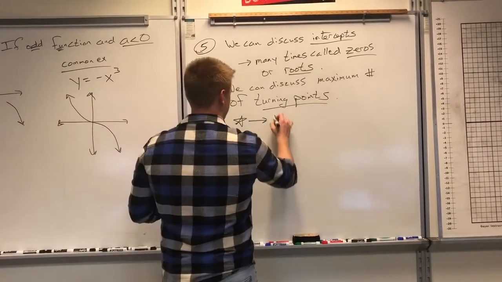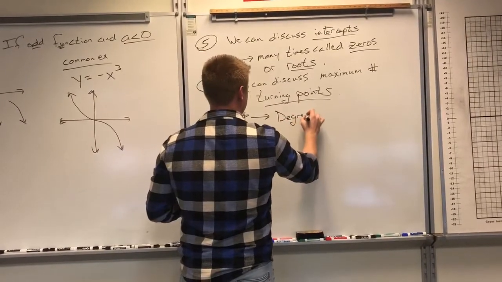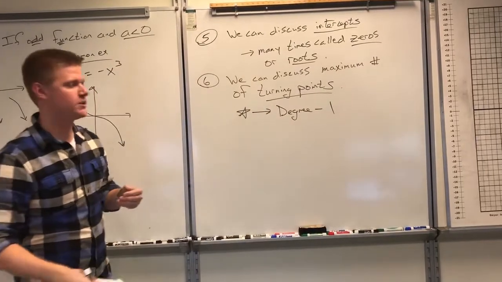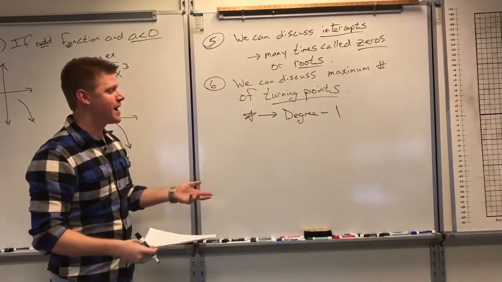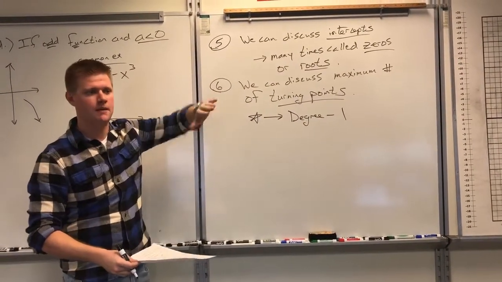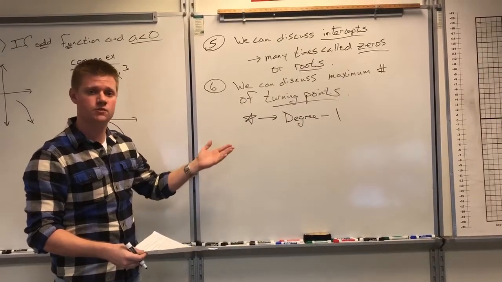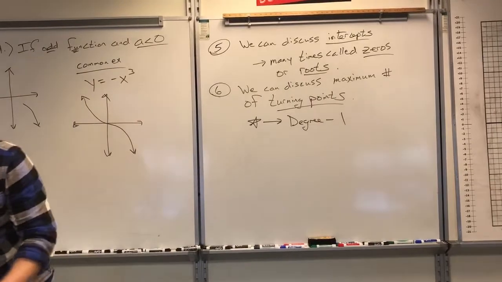The maximum turning points is always the degree minus 1. So highest power minus 1. Think of what I just said. A parabola changes direction one time. Its degree is 2. 2 minus 1 is 1. That's why that changes direction that many times.